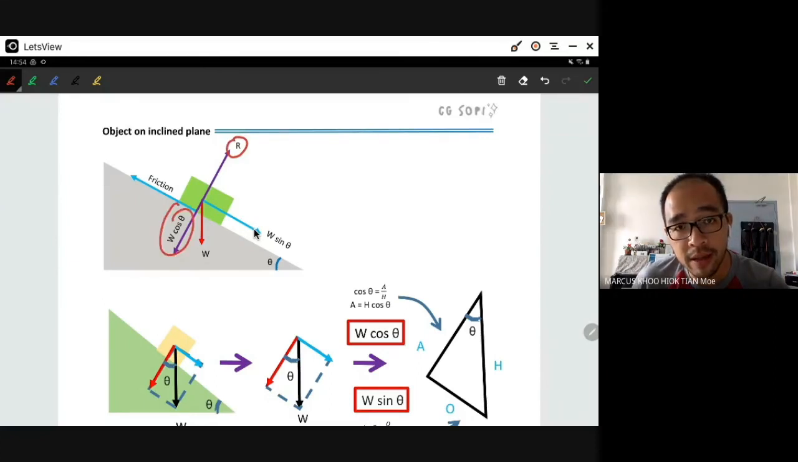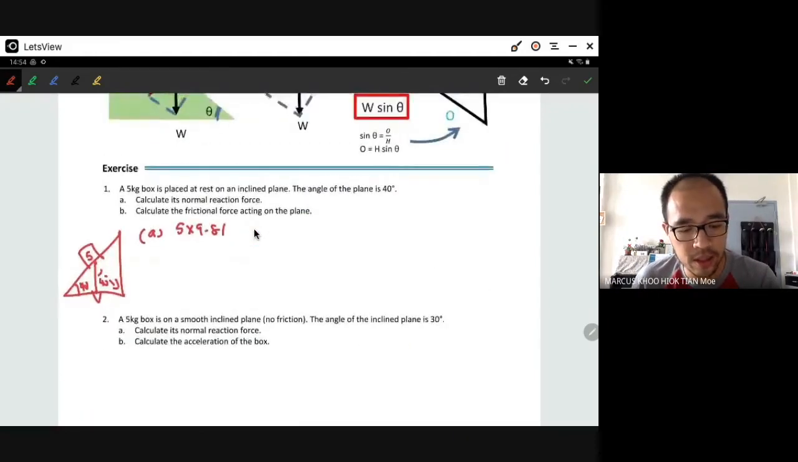Done? So, welcome back, Shafiq. So 5 times 9.81 is actually just the W only. I want to find this one, 5, because the reaction force and the W cos theta is the same. Okay, do you get that? Anyway, tell me how much is 5 times 9.81 first? At least I know what is the weight.